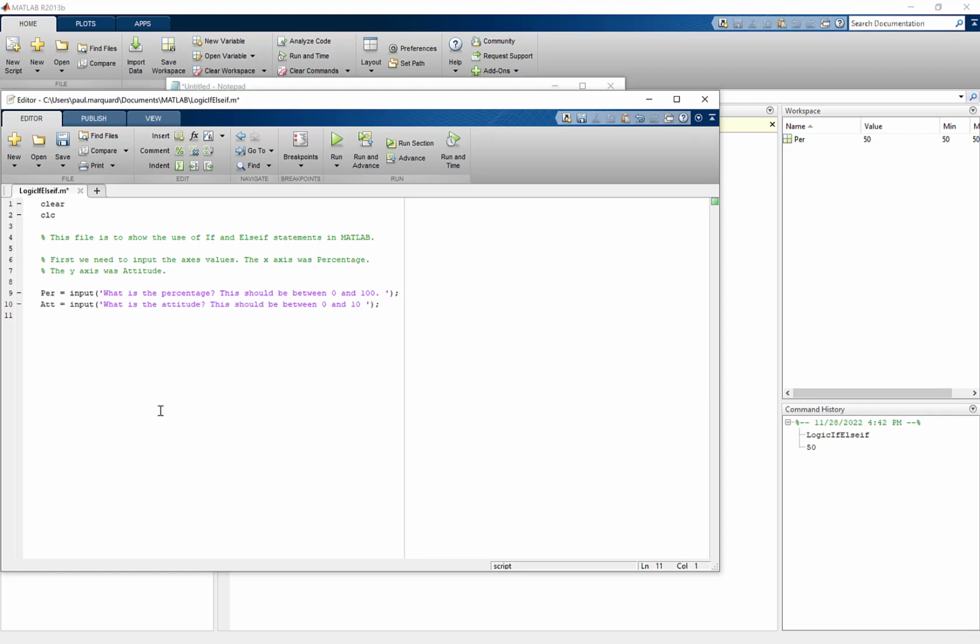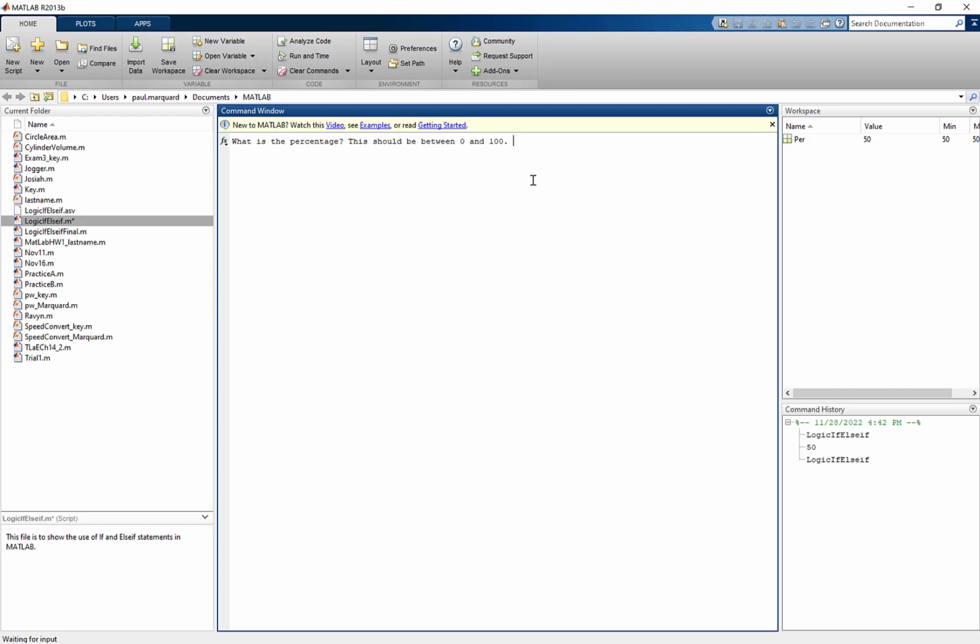On the next line, you can see I've got ATT for attitude, and my input is very similar. What is the attitude? This should be between 0 and 10. Of course, I don't show all the way up to 10, but it could be that high or even higher, but let's just say 0 to 10. Let's do another quick run.